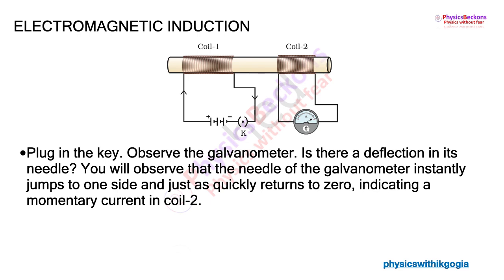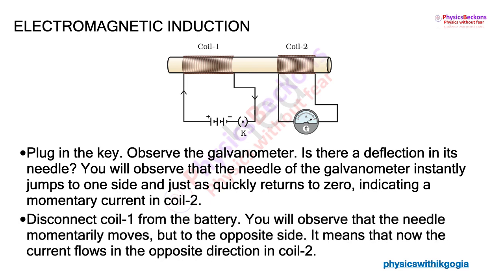Now, you can think about the situation when we pass current in coil 1. The current produces a magnetic field. The magnetic field through the coil increases from 0 to a certain value, and this changing magnetic field is the cause of current.